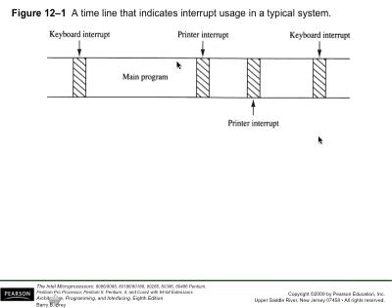This is what's going to happen in a computer system where we use interrupts to respond to requests from I/O devices. The horizontal axis, you can imagine, is a time axis. As time progresses, the main program will intermittently be interrupted by different events. The first event illustrated here is a keyboard interrupt. So the CPU will stop the execution of the main program at this point.